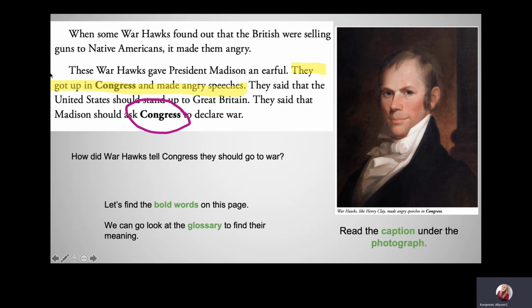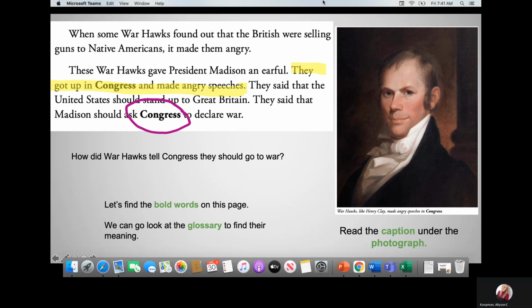So here's a question. How did war hawks tell Congress they should go to war? Look back in your text. They got up in Congress and made angry speeches. So as you see, I've highlighted that particular part, the evidence that answers our question. And the more you can underline, highlight, mark, and answer, the better off it's going to help for you to remember certain facts and keep up with the comprehension, keep up with everything that's happening in the story.